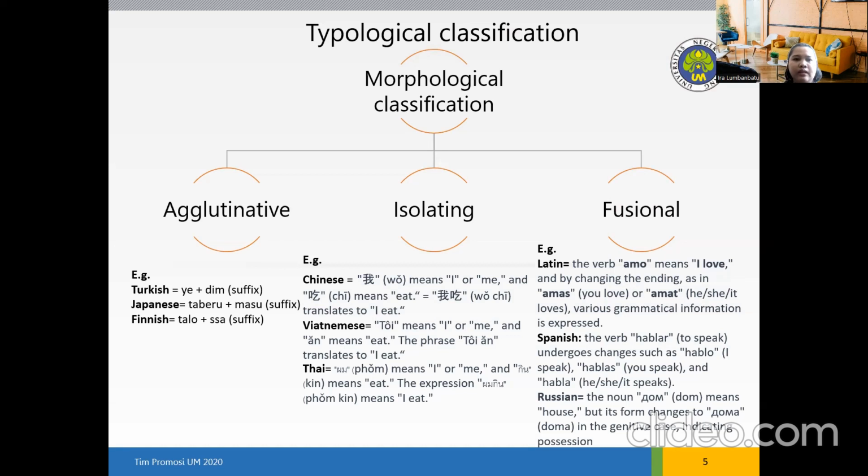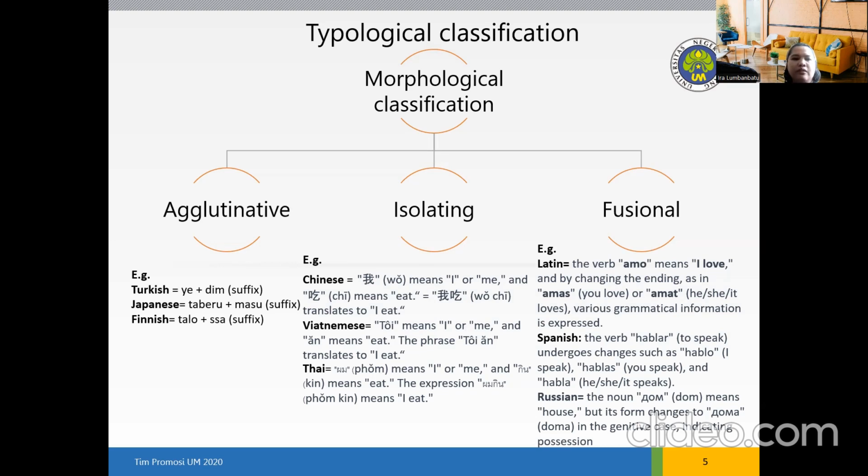Okay, now let's see morphology based on typological classification. Typological classification is a method used in linguistics to categorize languages based on shared structural features and linguistic characteristics. The morphological classification here focuses on how words are formed and how morphemes, the smallest units of meaning, are used. So we have three classifications of morphology here.